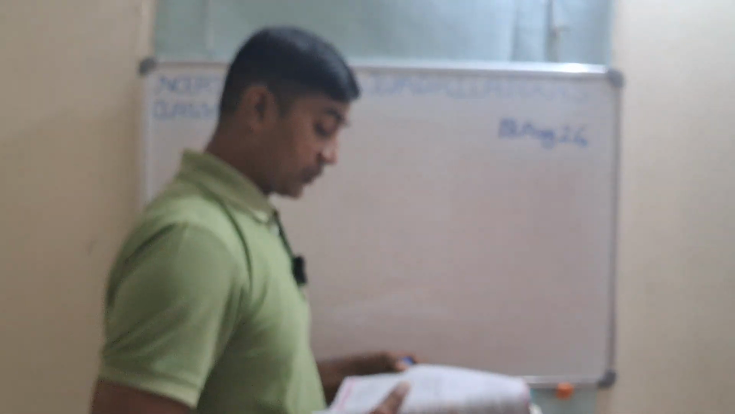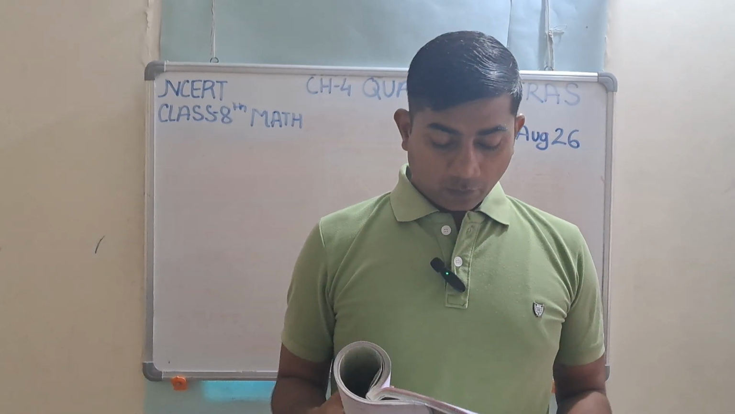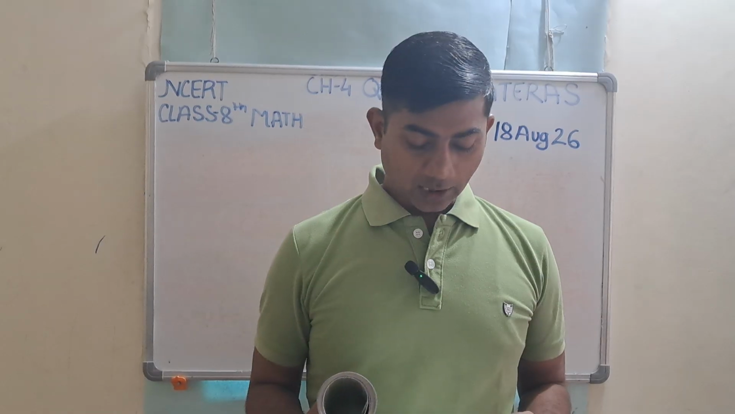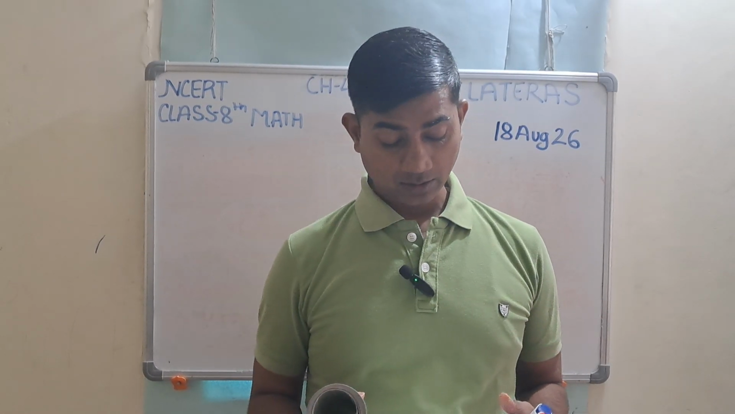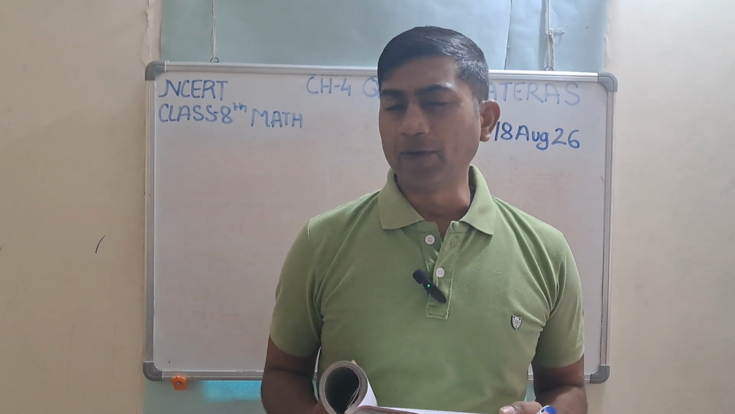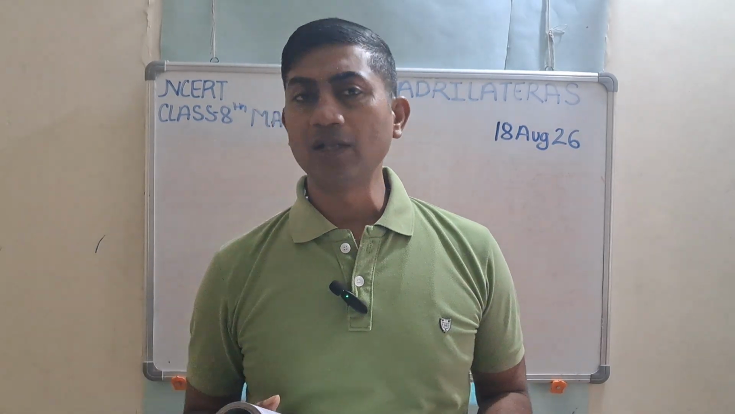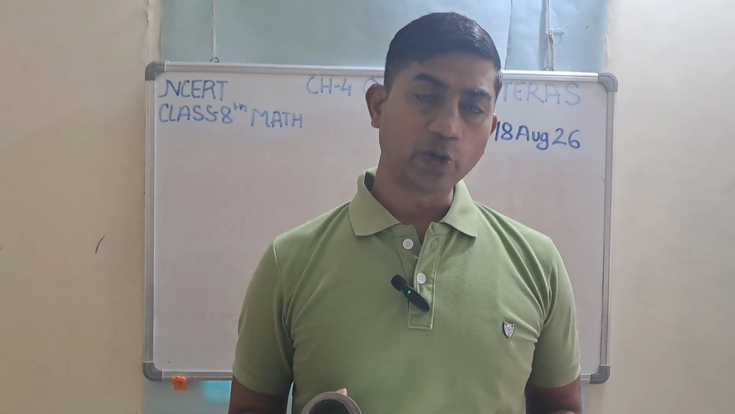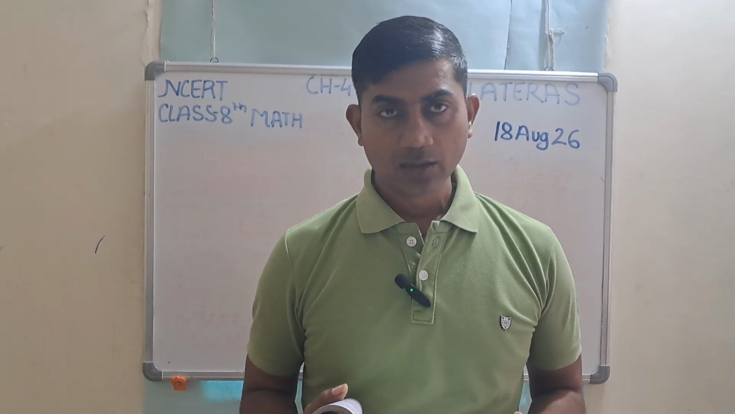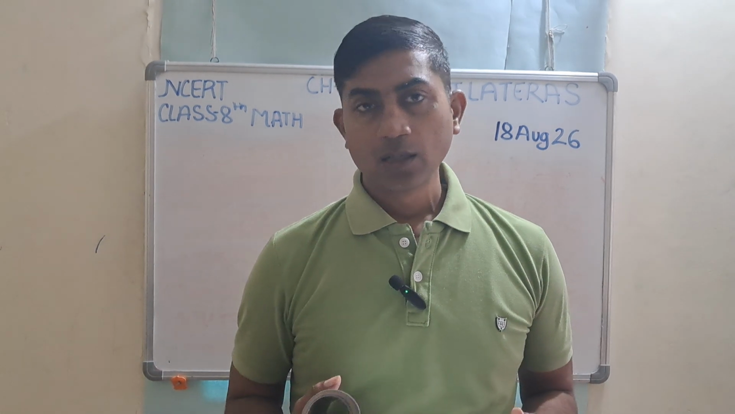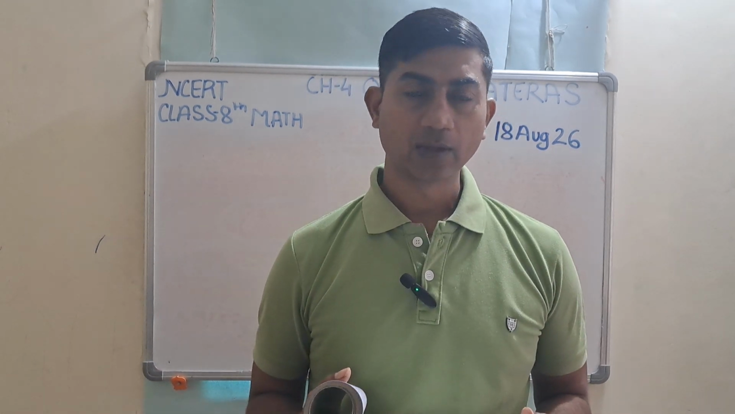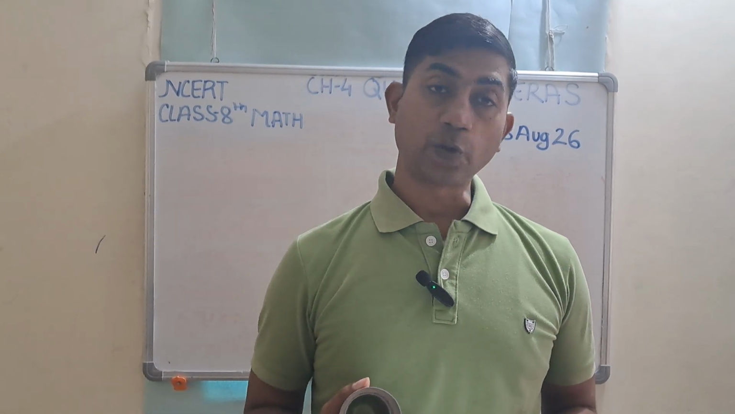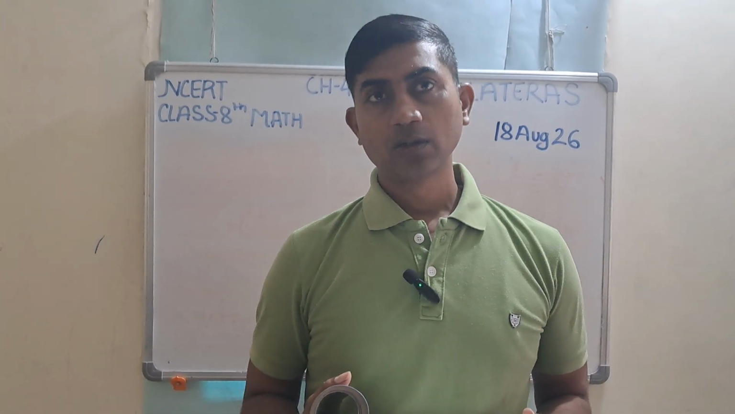Now we will move to the next question. The next question: what type of quadrilateral is one in which the opposite sides are equal? Draw a diagonal and check your congruent triangles. Now see, if opposite sides are equal, what could it be? It could be a rectangle, it could be a rhombus, it could be a parallelogram, and it could be a square. Understood?